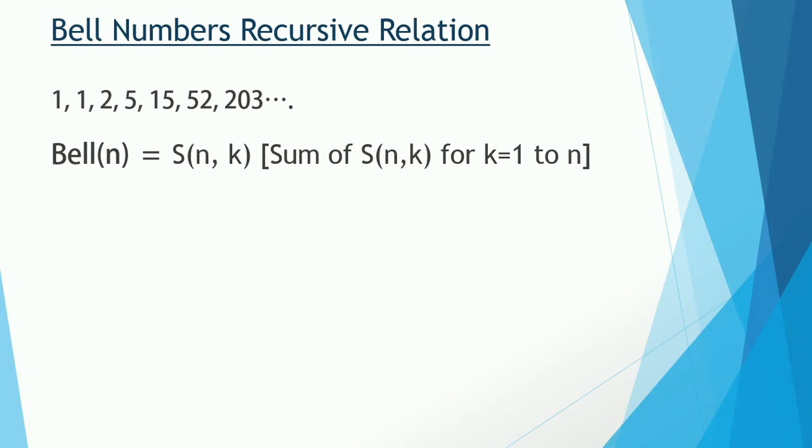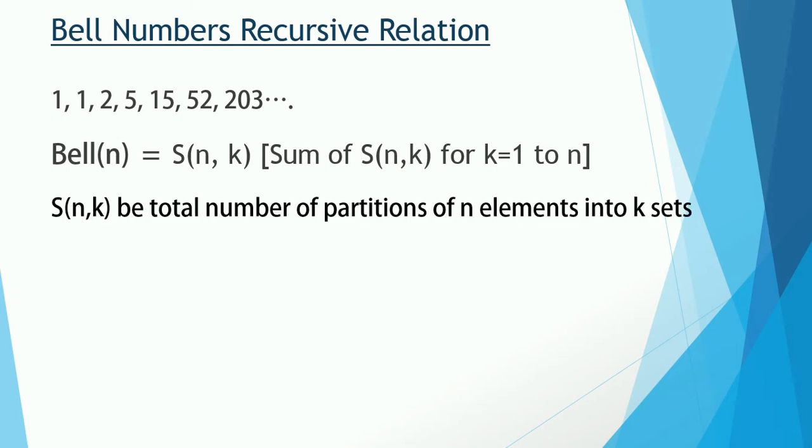Now, actually, this is a recursive relation that we are going to study that determines Sn,k. Sn,k also means the total number of partitions of n elements into k sets. So like we got 2 here when we had two integers, and if you see this Bell number series over here, we have 5 for n equals 3. So Sn,k is going to determine 5 when n is equal to 3, and it will do it using this recursive relation.